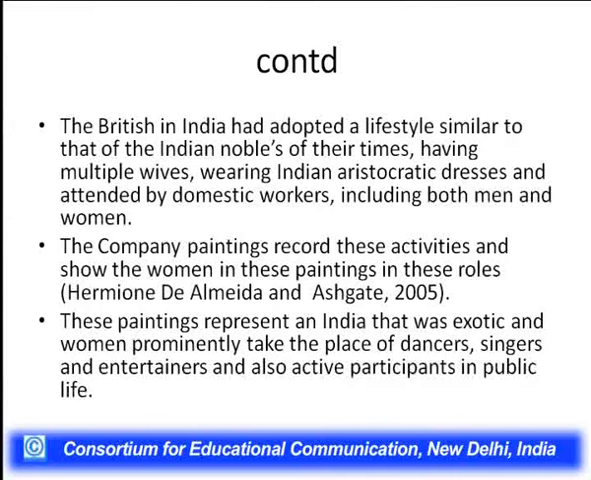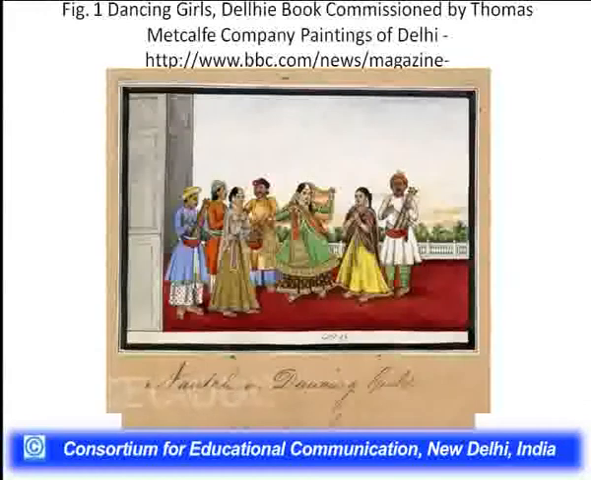Most of the colonial paintings represented an India that was both exotic and also full of women who prominently took the place of dancers, singers and entertainers, and also active participants in public life. So, the entire notion of women being entertainers and always at the beck and call of the white man was definitely a very important theme that emerged in these paintings.